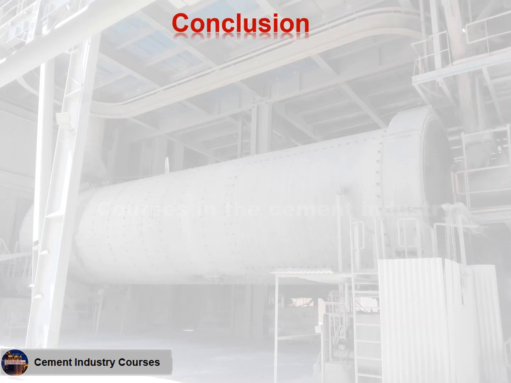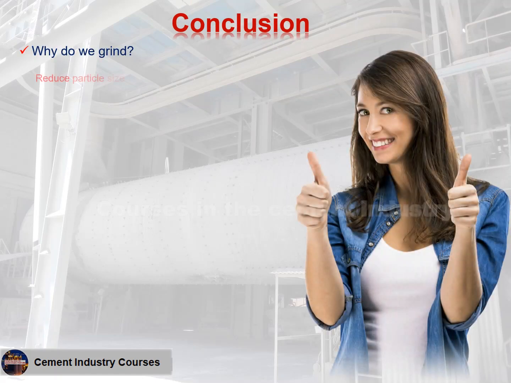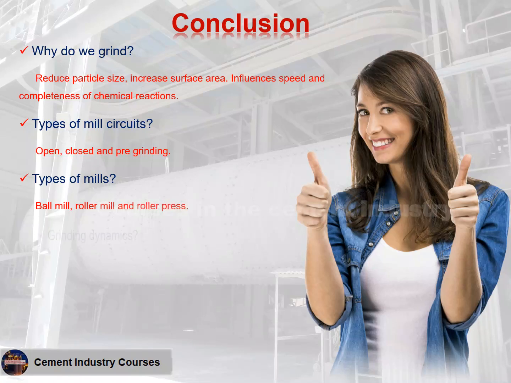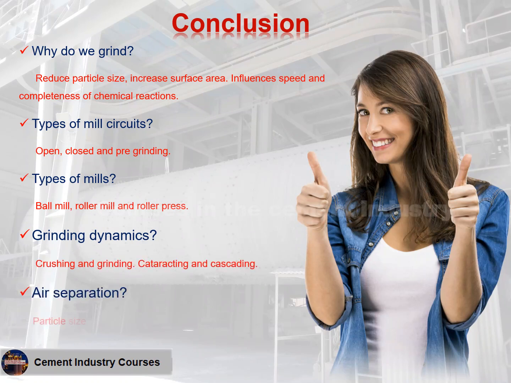Conclusion. Why do we grind? To reduce particle size and increase surface area, which influences the speed and completeness of chemical reactions. Types of mill circuits: open, closed, and pre-grinding. Types of mills: ball mill, roller mill, and roller press. Grinding dynamics: crushing and grinding, cataracting and cascading. Air separation and particle size classification: coarse material is returned to the mill, fine material is drawn off as finished product.